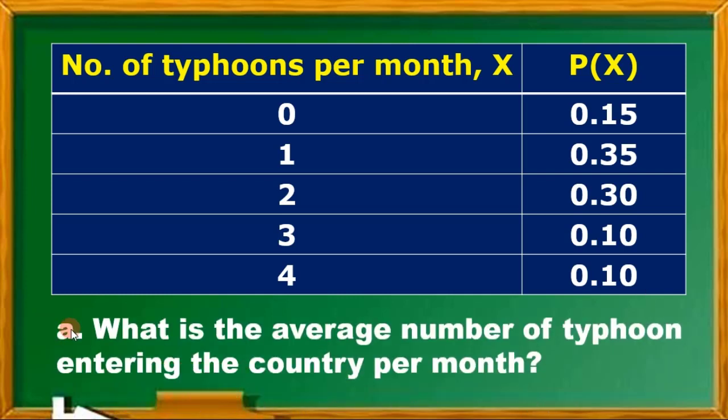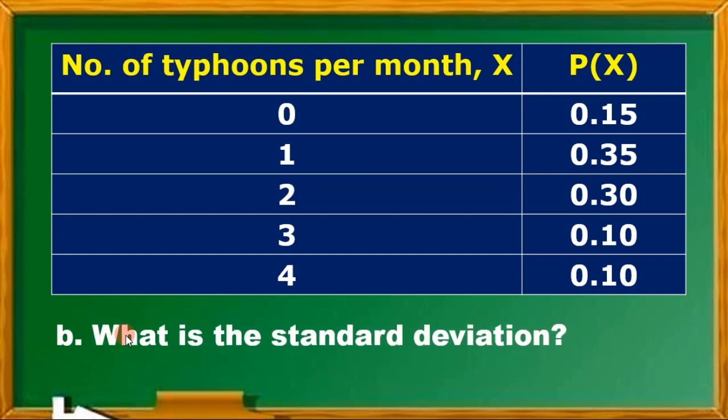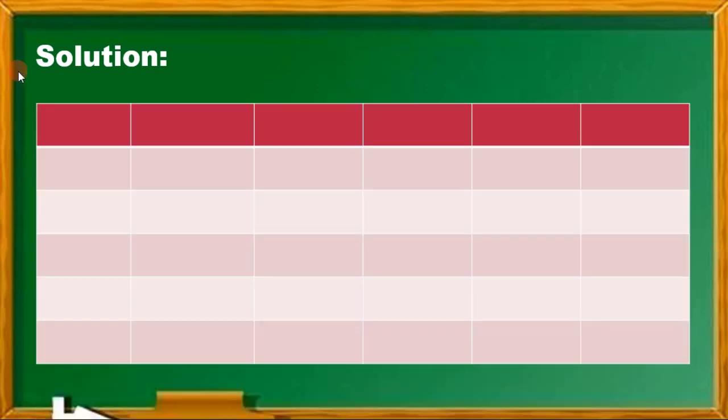Now, we are to find the average number of typhoons entering the country per month. And for letter B, we are to find the standard deviation. So what is the first step? The first step is we come up with a table as we had in the previous video lessons. We have a table indicating the random variable x, and the values of the random variable x: 0, 1, 2, 3, and 4, as reflected in the table in the previous slide.